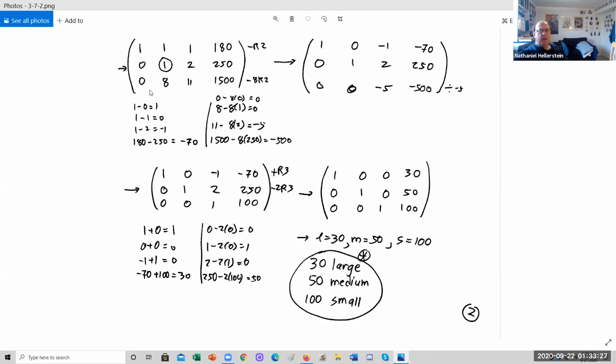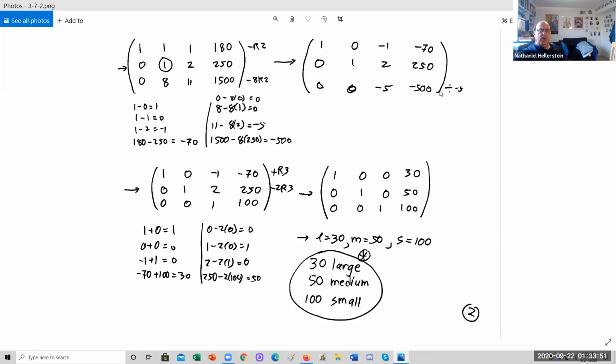Last row. Let's see. 0 minus 8 times 0 is a 0, goes there. 8 minus 8 times 1 is a 0, which goes there. 11 minus 8 times 2 is a negative 5, goes there. 1500 minus 8 times 250 is negative 500, it goes there.